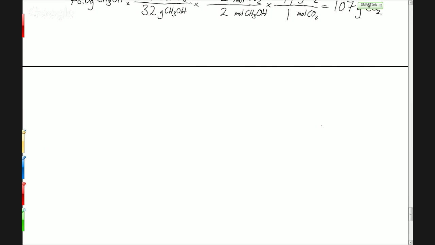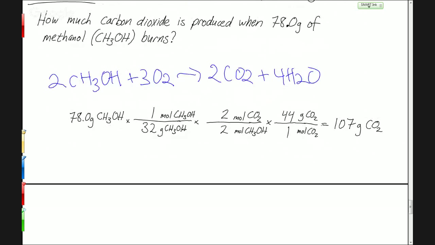Oh, I should note one more thing here. This idea of calculating how much you expect to produce in a reaction when given a certain amount of starting material has a name. It's called the theoretical yield.